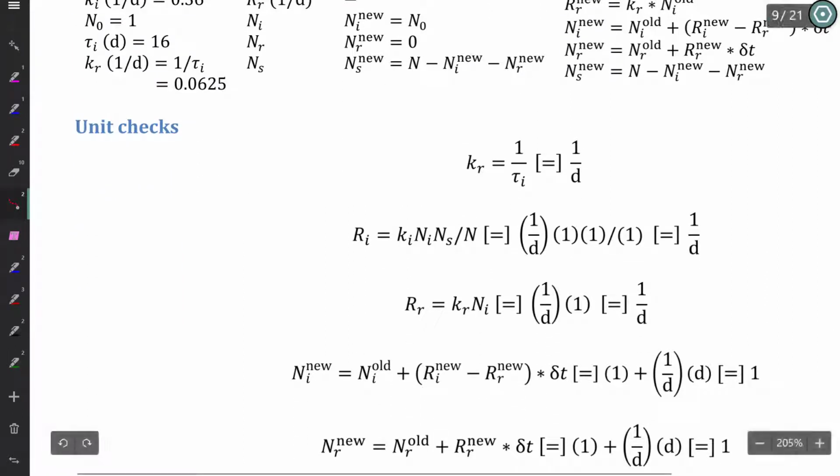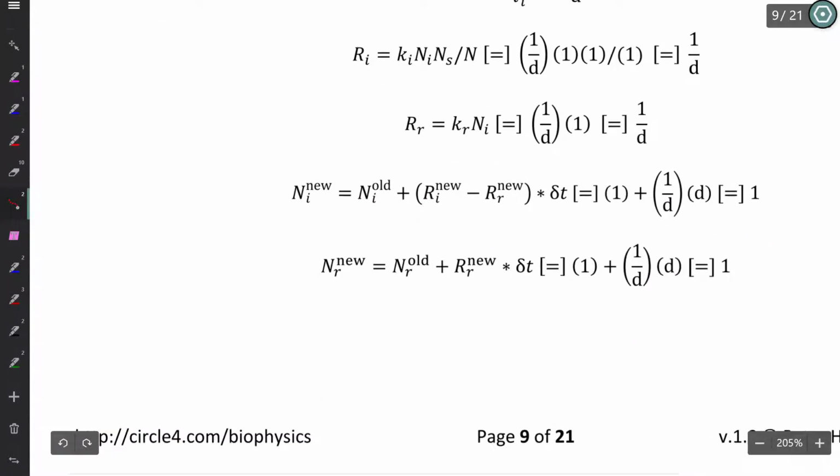In this case they're fairly straightforward. So the recovery rate constant is 1 over the mean infectious time, and this thing has units of days, so it's 1 over days. Again, this is the same unit check we had before. This one has units of per day. This guy has units of just 1. When you multiply them, you get per day, which is what you expect for a recovery rate. So that's good.